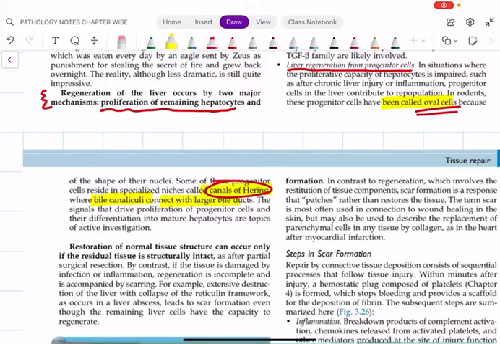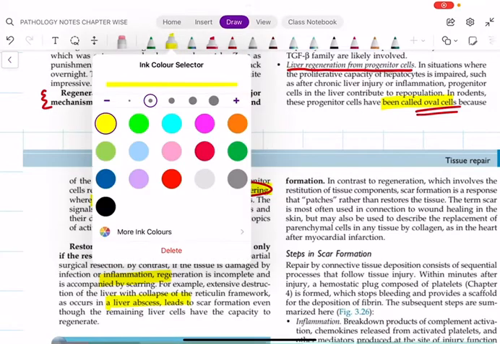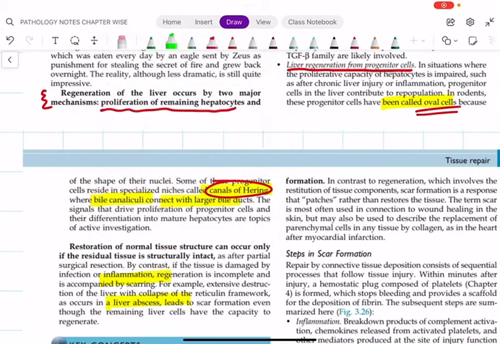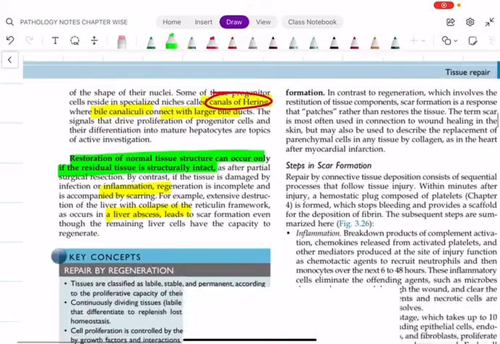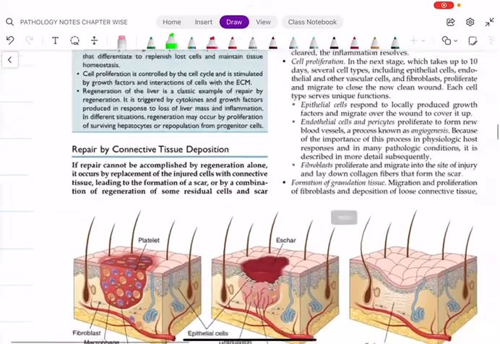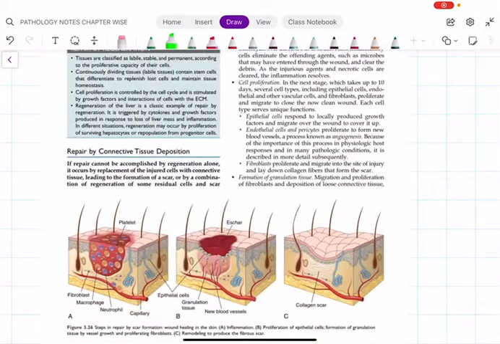They will heal by scar formation because of extensive collagen deposition, fibrosis. Finally, liver abscess may happen. So this point is very, very important. The restoration of normal tissue, I'm highlighting with another color, can occur only if the residual tissue is structurally intact. With this, let us go and study how the repair occurs by connective tissue deposition.